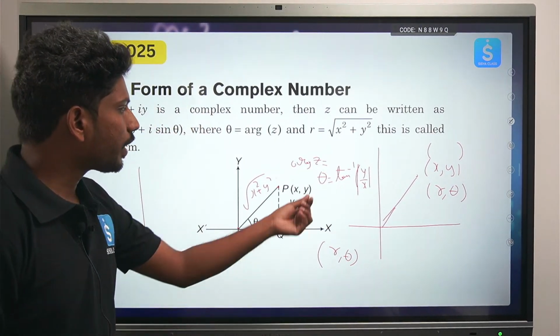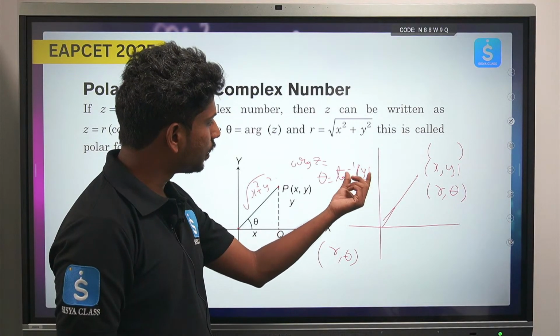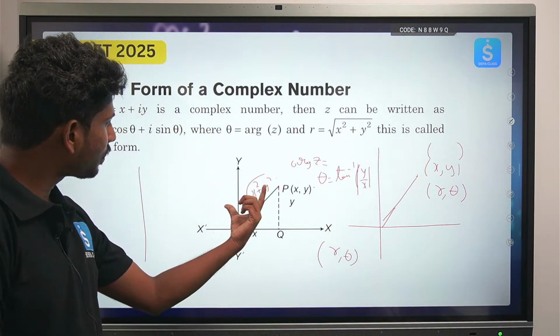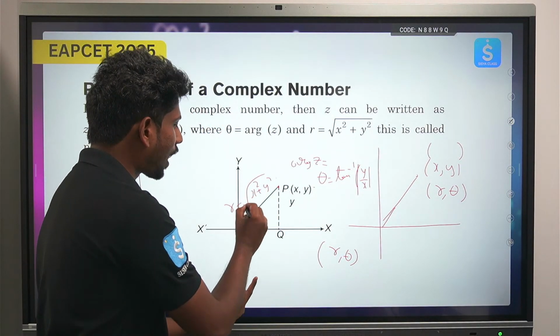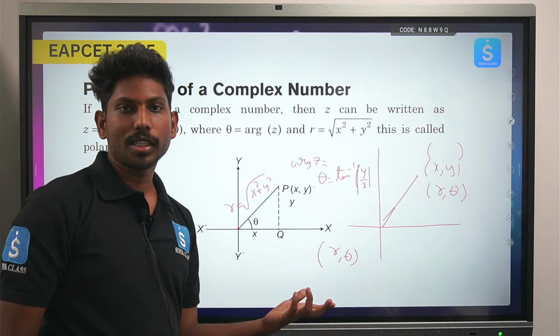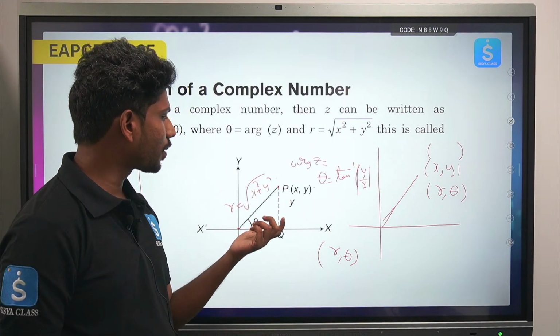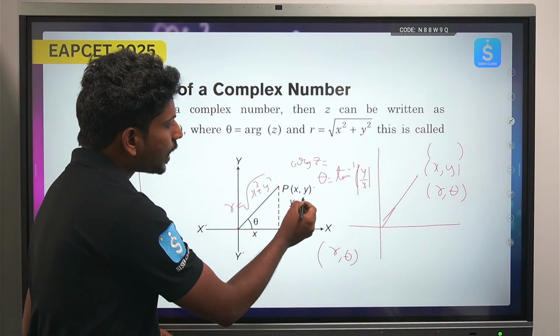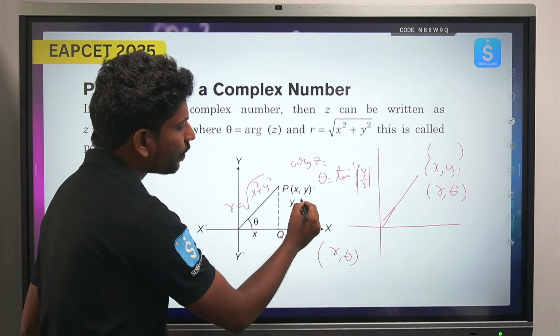Now I have theta as well as this r. Okay, you can just denote this as r. Now r is nothing but the modulus of z, which is the square root of x squared plus y squared. Now can I write this x and y in terms of r and theta?